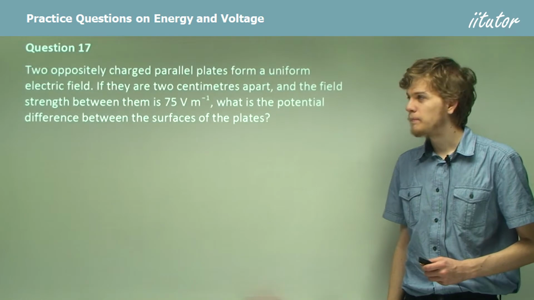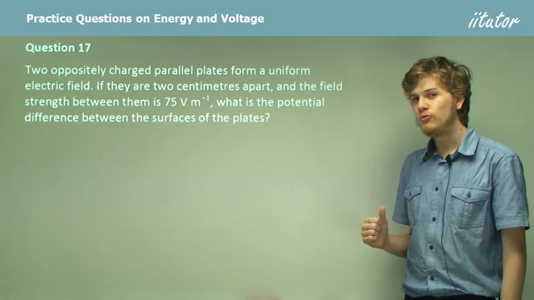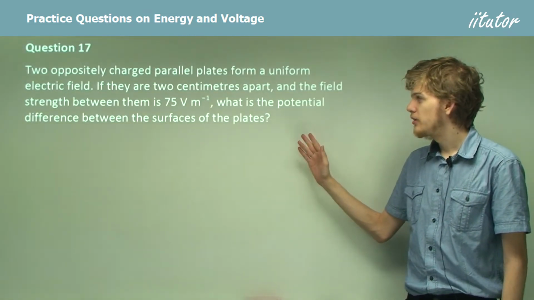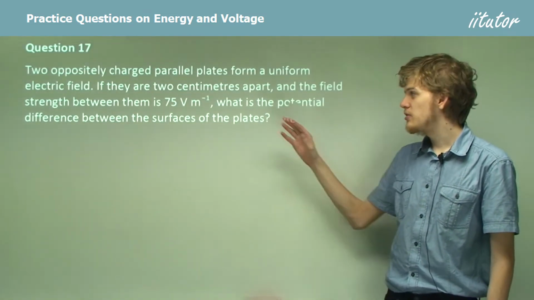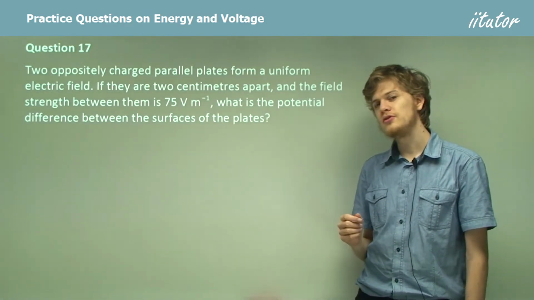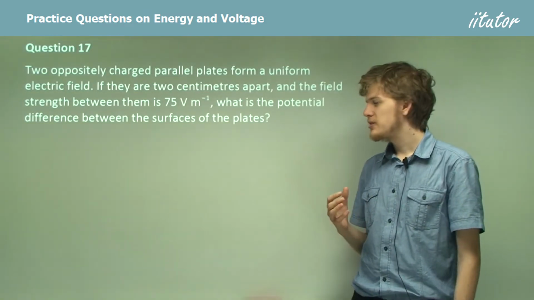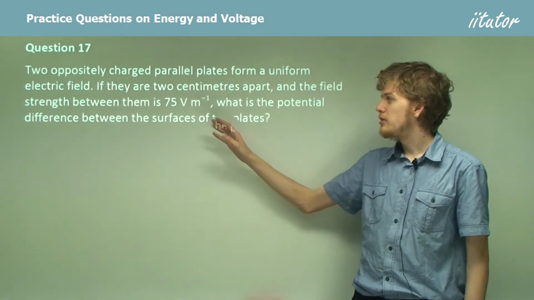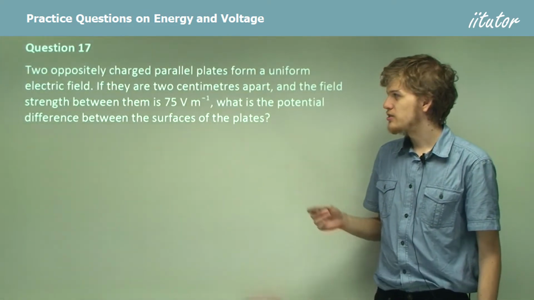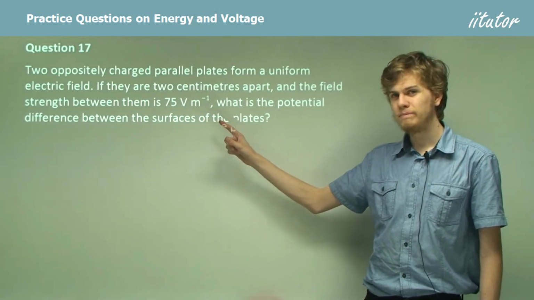Question 17. Two oppositely charged parallel plates form a uniform electric field. If they are 2 centimeters apart and the field strength between them is 75 volts per meter, what is the potential difference between the surfaces of these plates? Well, here we're going to need an equation relating voltage to distance and electric field strength. This is why it's useful to measure electric field strength in volts per meter.